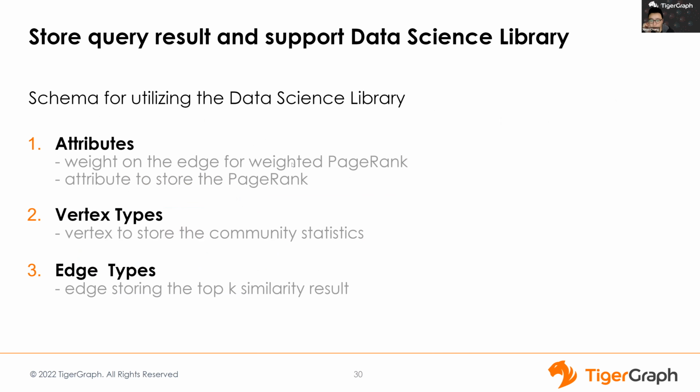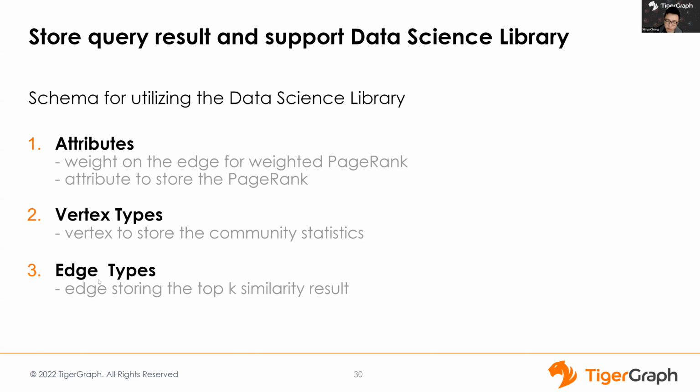And for stuff other than that, in order to utilize the data science library for attributes, sometimes if you want to run some weighted algorithms, for example, weighted page rank, we need a weight attribute on the edge. And after running the page rank, if you want to store the algorithm result in the graph, then you need to define an attribute to store the page rank score. And for vertex types, you may need to define a vertex type to store the community statistics if you want to run, say, weakly connected component or Louvain algorithm. Then after calculating the community, you want to use some vertices to store the statistics.